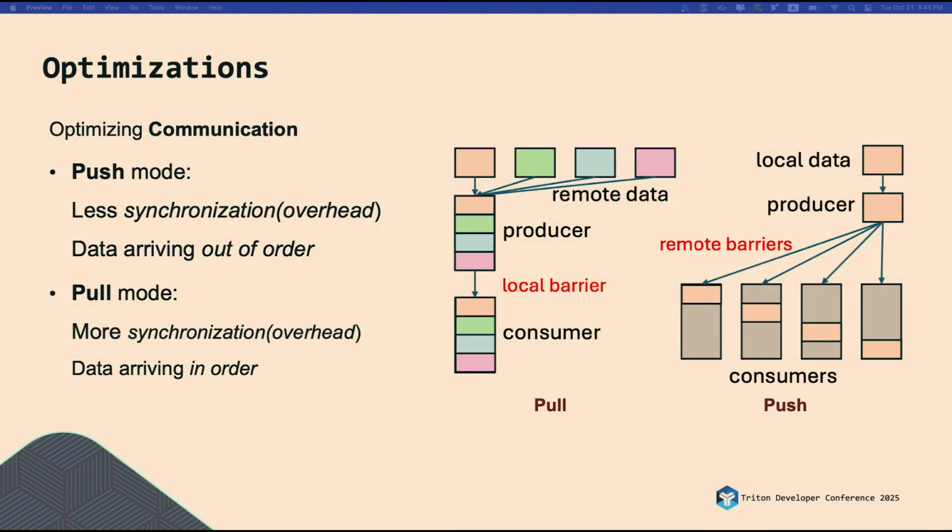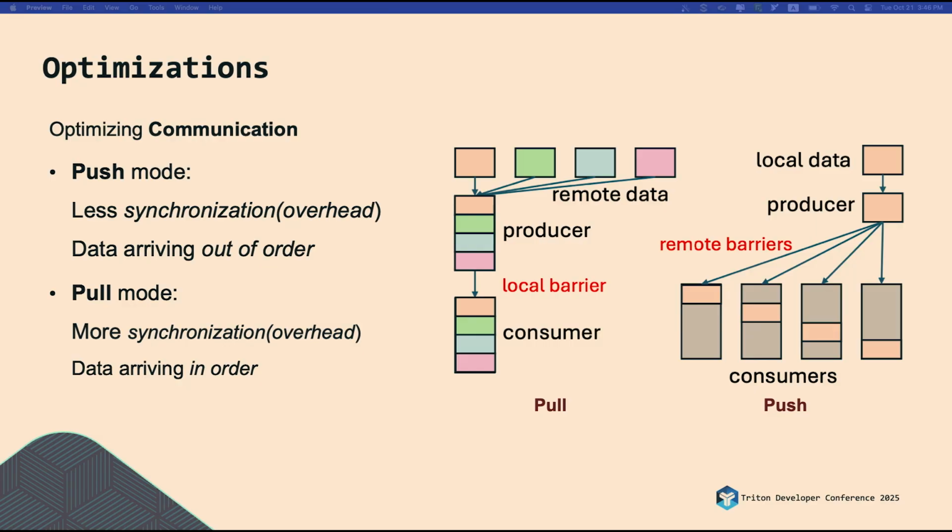So to achieve optimal performance, it often requires careful design of the communication and its integration with computation. So here, let's dive into some optimization details. One critical thing, as you can see on this slide, is choosing between push mode or pull mode for data transfer, basically for P2P.